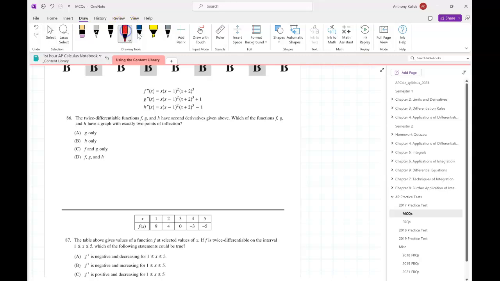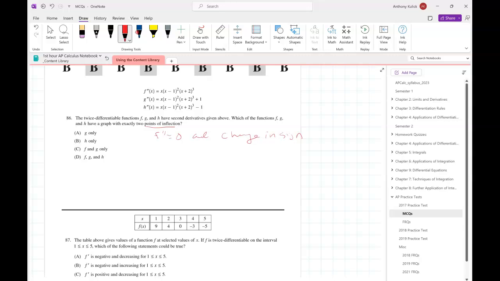What's an inflection point? How am I going to find that on a second derivative? We have a change in sign. So it has to go from negative to positive or from positive to negative. A bounce does not count. So what am I going to do? I'm just going to graph these things on my calculator and look.